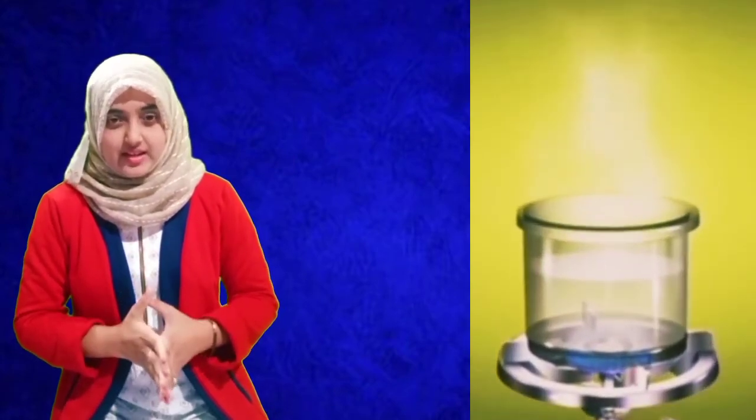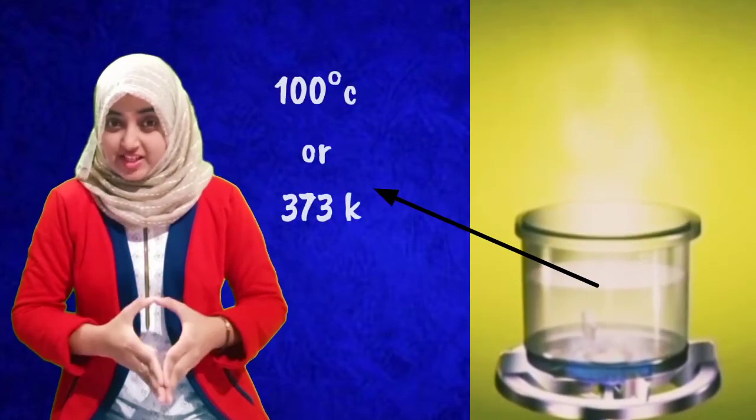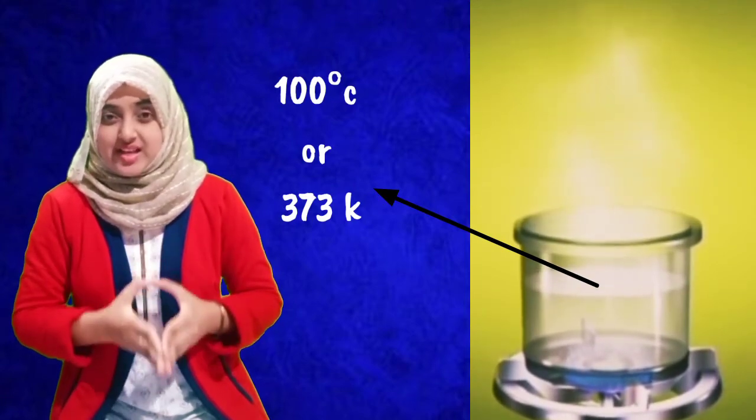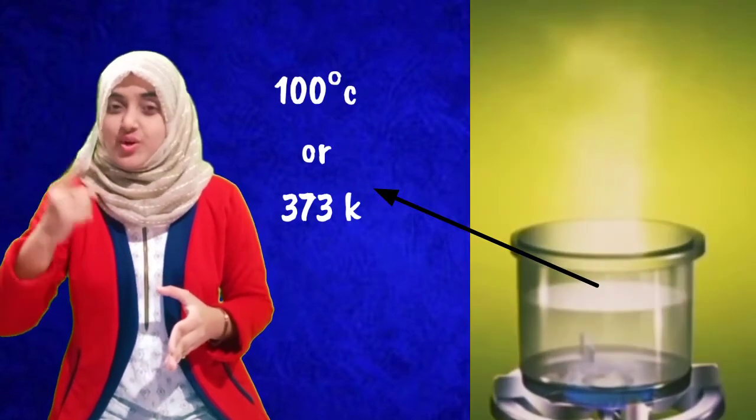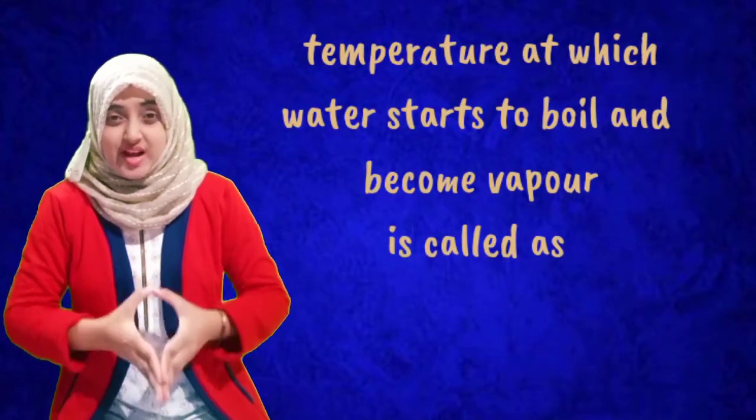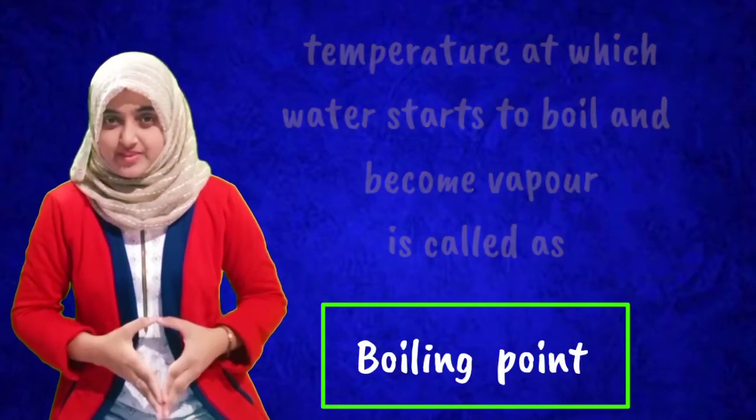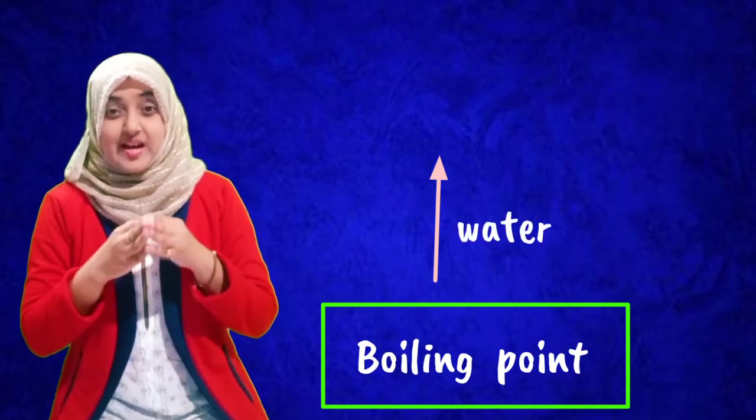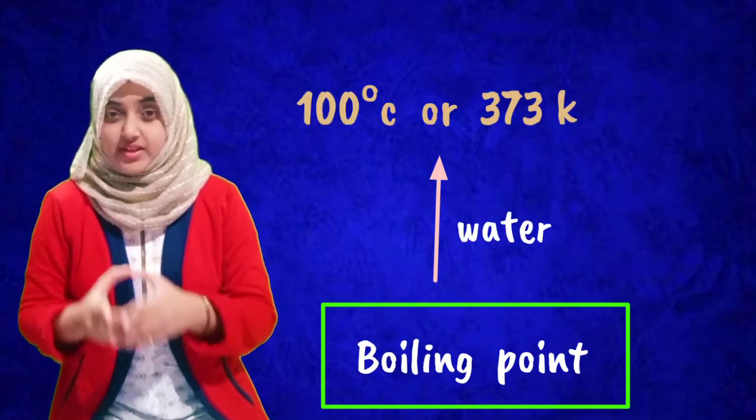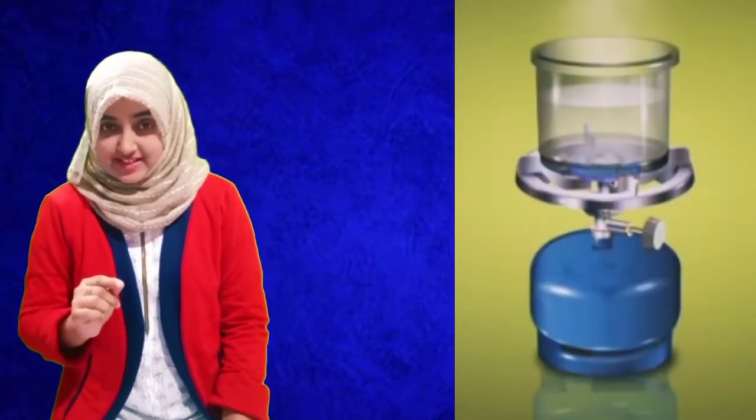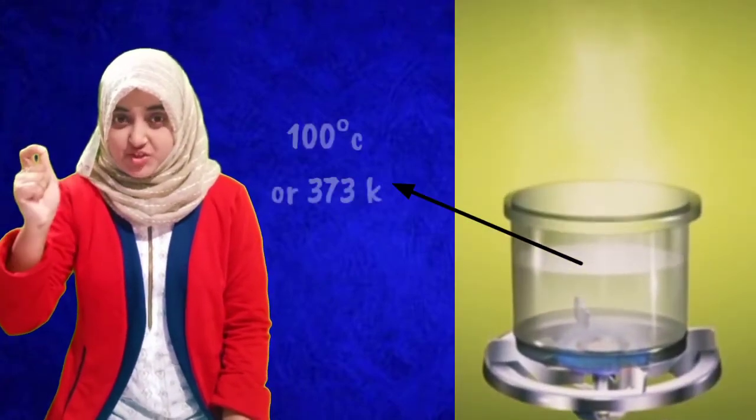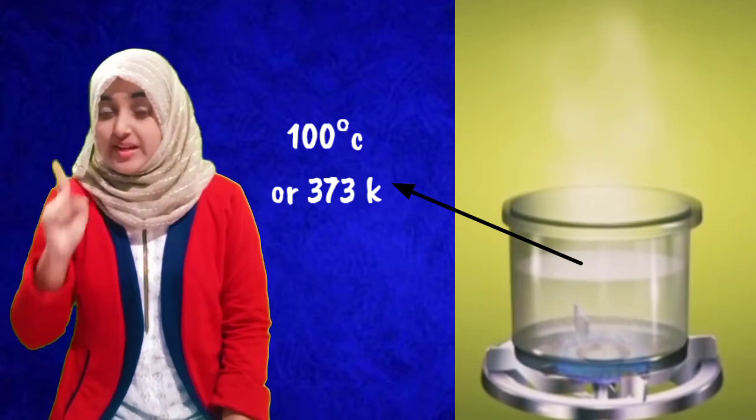So on heating, a particular temperature is reached at which this water starts boiling and gets converted to vapor. So this temperature at which the water starts boiling to become vapor is called the boiling point. The boiling point of water is 100 degrees Celsius or 373 Kelvin. The same strange observation can be seen even in this experiment. That is, once the boiling point was reached, the temperature did not show any change.